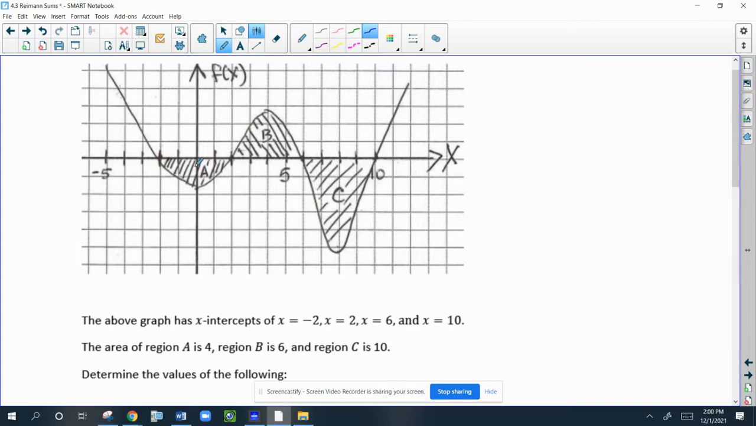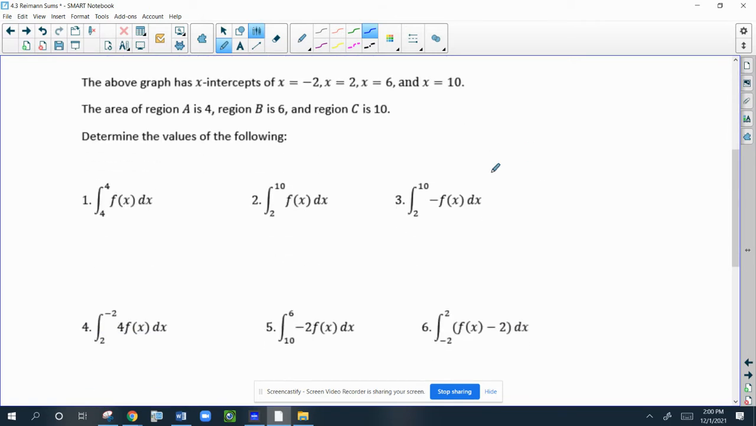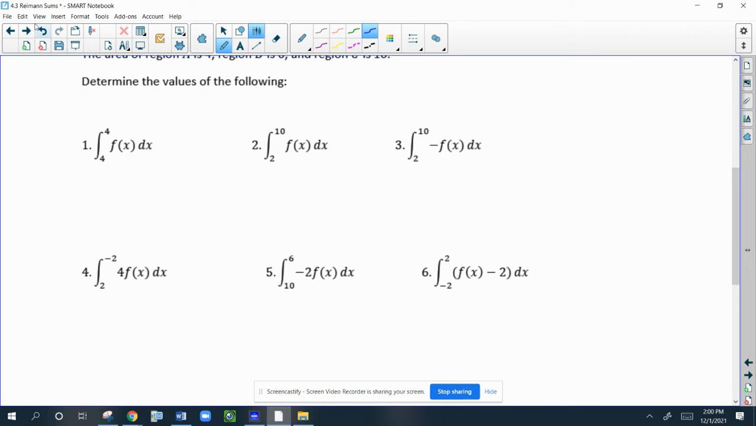The area of the region A is 4, so I'm just going to mark it here. Area of the region B is 6. I'm just going to mark it here. And area of the region C is 10, and I'll mark it there. So we don't have to keep referring back to that. We're going to answer these 6 questions. So here we go.